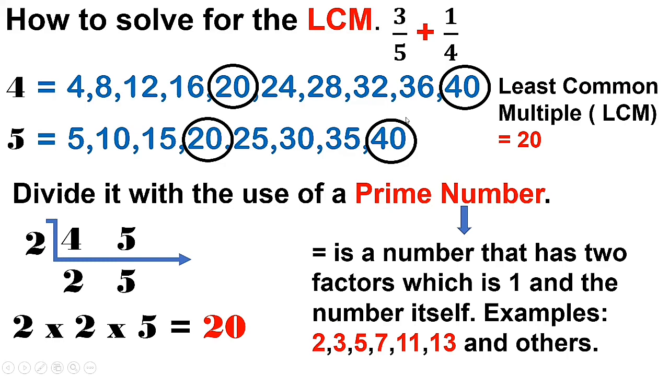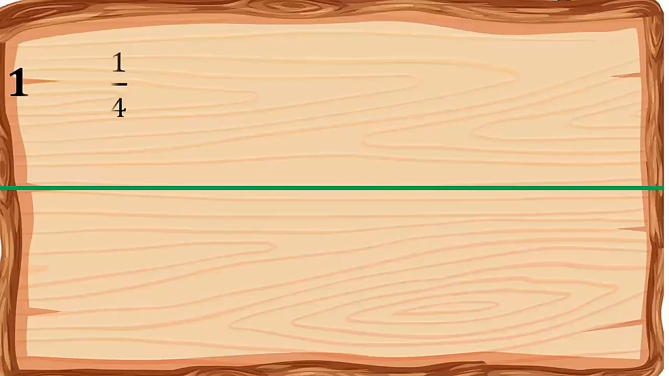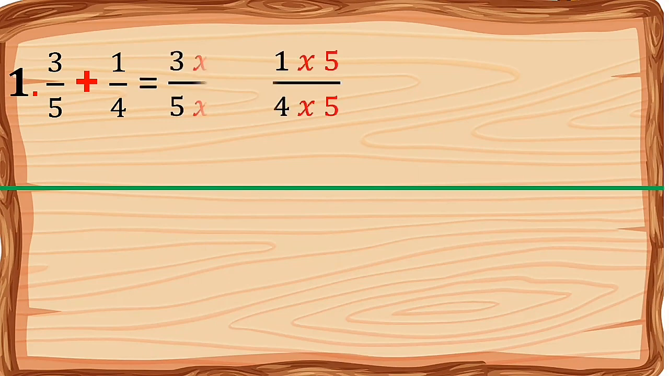Now, let's have the other example. We have 3 over 5 plus 1 over 4. So, we all know that the LCM of 5 and 4 is already 20. So, from that one, you are going to think of a number that you will multiply to 5 to make it 20, which is 4. And then, what will you multiply to 4 to make it 20? Of course, you will multiply it by 5.